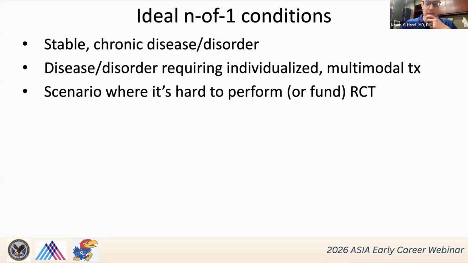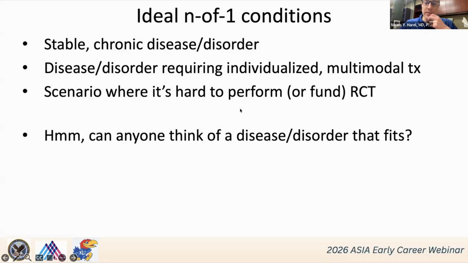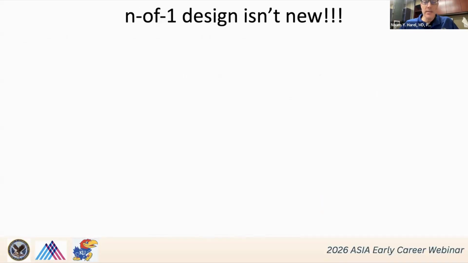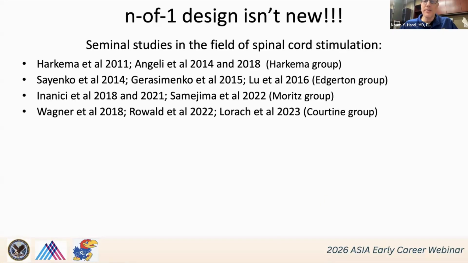So can anyone think of a condition that might fit these bullet points? I think chronic spinal cord injury is an obvious place where we can apply this type of design. By the way, we're here to try to sell people on this design. It's not a cure for everything, but probably more of you out there are already familiar with the design than you realized. These are some very important papers published in the field of spinal cord stimulation.